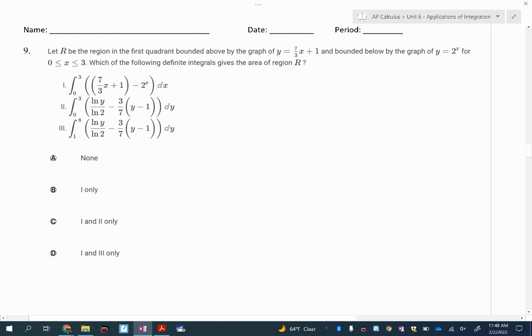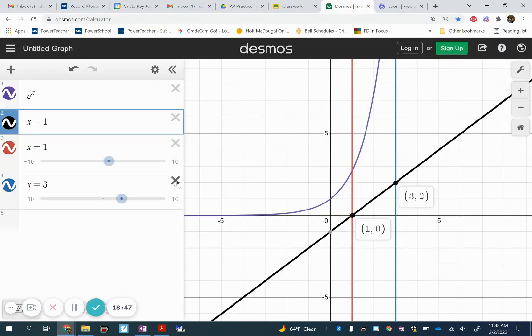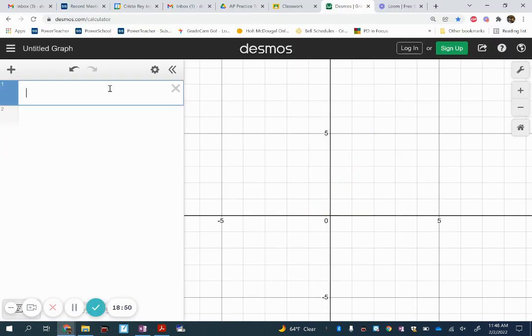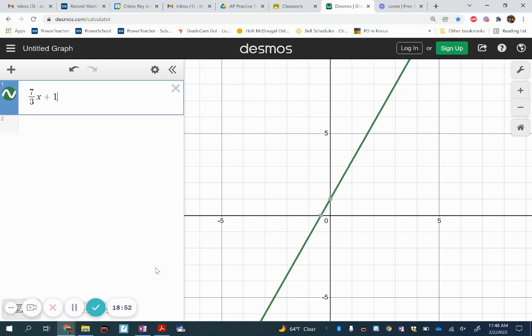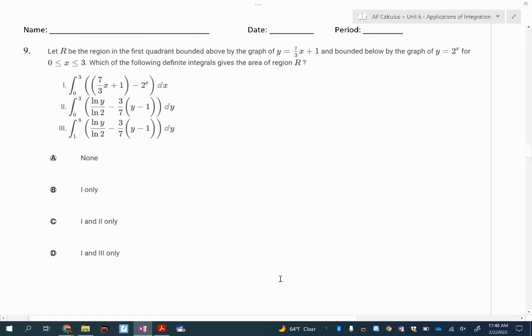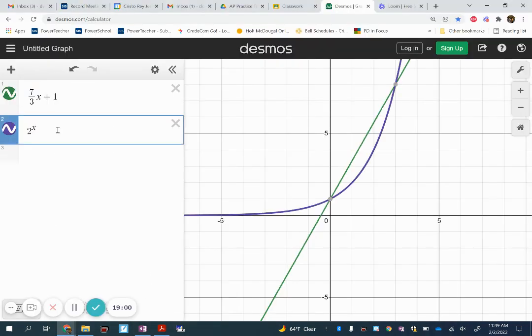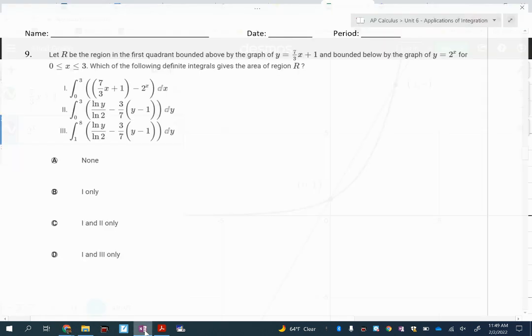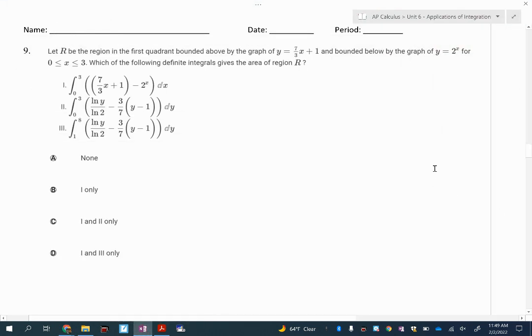So 7/3 x plus 1, and 2 to the power of x. Okay, so if you look, we have the integral from 0 to 3, and my line is always bigger than my exponential on that integral. So my line, number 1, is going to be right. But the reason it's not only that one is you have to check to see if it could be a different one. So if you notice, options 2 and 3 are talking about y's.